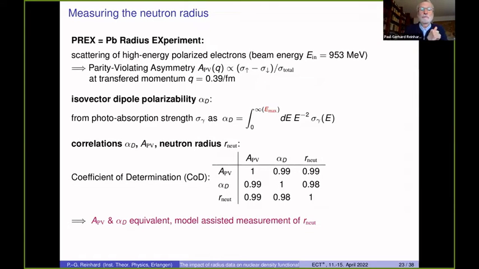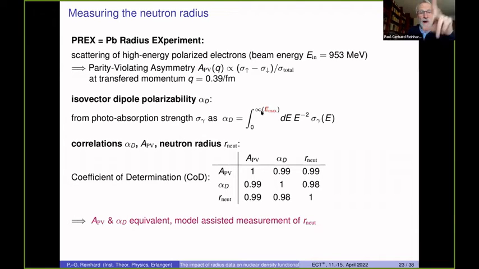The alternative to measure, in quotation marks, the neutron radius is to look at the isovector dipole polarizability. That means you measure the gamma absorption cross-section and the polarizability is then a weighted integral. It's simple in principle. The problem is that you have a maximum energy, and what's missing here in the integral is the source of uncertainty in these results.